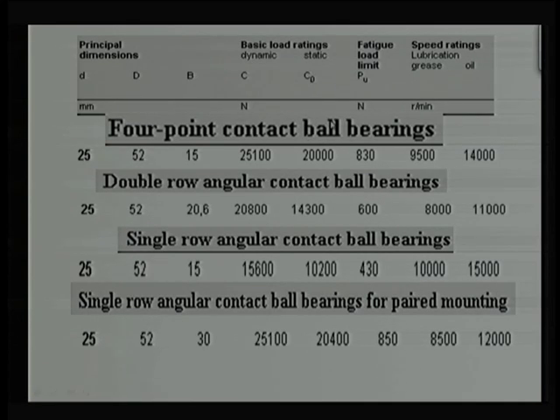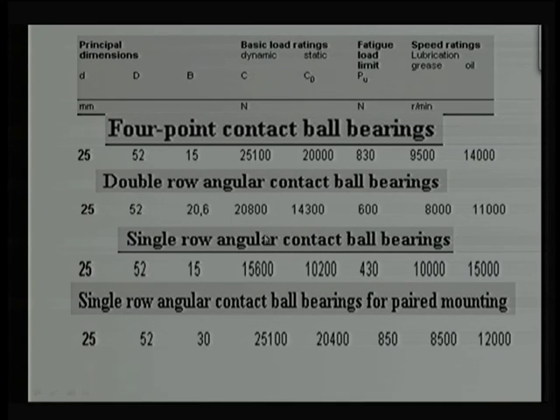However, there are other parameters, like cost and availability in the market. If a bearing is not available in the market or is very costly, and we don't want to invest that much money, then we need to think about a different way. But from the load point of view, from my estimation point of view, the 4-point contact ball bearing is preferable compared to the single row.